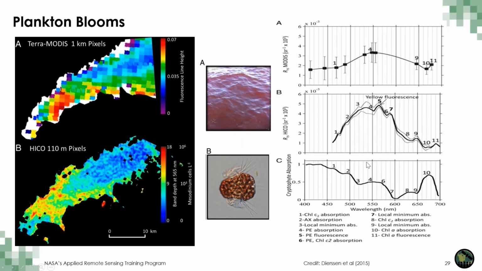The bottom graph shows the pigment absorption features. Here's a yellow fluorescence peak. The bottom graph shows the pigment absorption features of these organism pigments and includes chlorophylls and other pigments like alloxanthin and phycoerythrin. Here for reference are the Allo and PE on the graph in the legend, respectively. And this is data from Heidi Dierssen et al. from 2015.